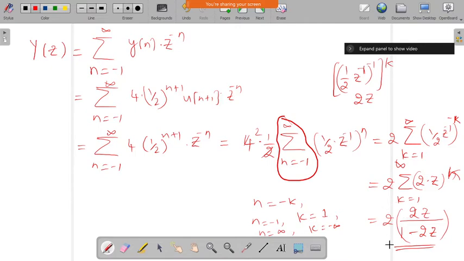Okay, so now this we can write as Y(z) equal to 2 into 2z divided by 1 minus 2z. That's how we are able to get this. So again, now we need to find out what is Y(z) by X(z). So is it understood how the transformation which we have taken? Any doubt in this?